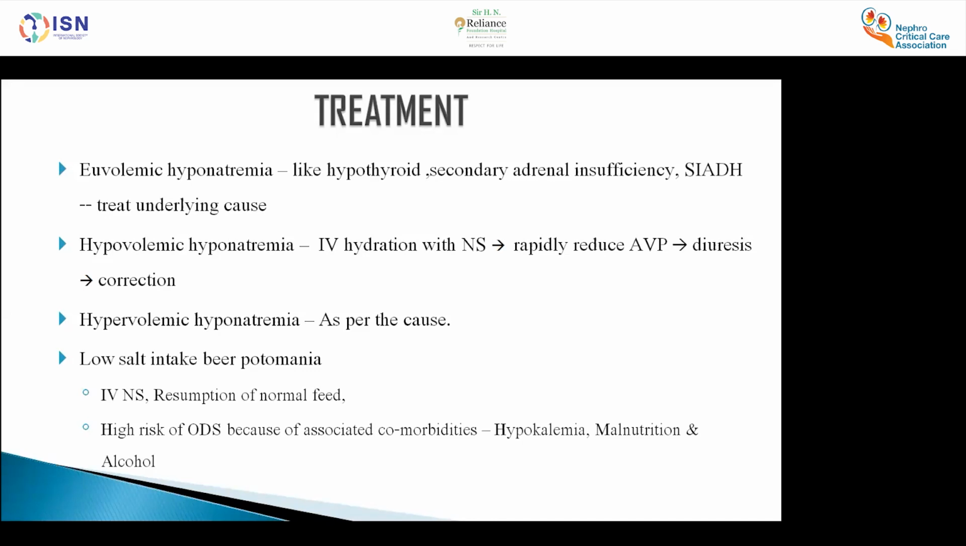And there is a high risk of osmotic demyelination syndrome in patients like alcoholics, hypokalemic, and malnourished, because there is a theory which says that in chronically malnourished patients, the ganglia cells are depleted of sodium potassium ATPase pump, which prevents cellular swelling during correction of the hyponatremia. So these patients are more prone to have ODS, that is, osmotic demyelination syndrome.